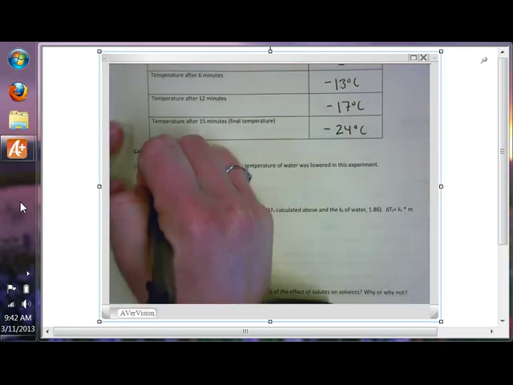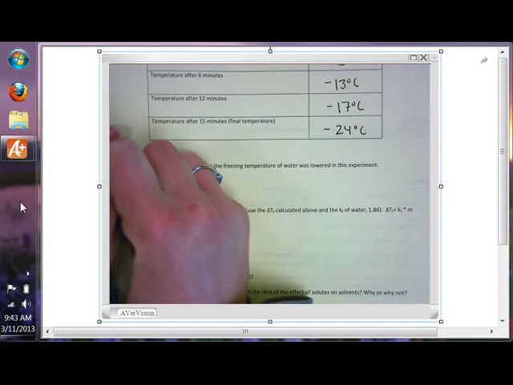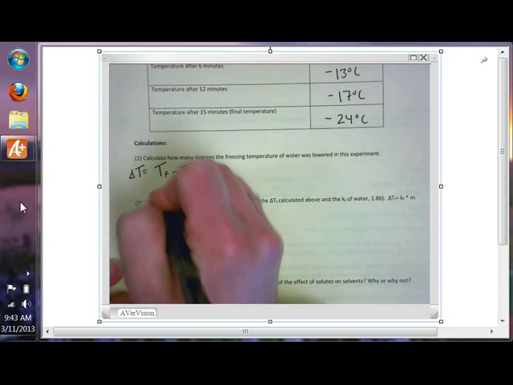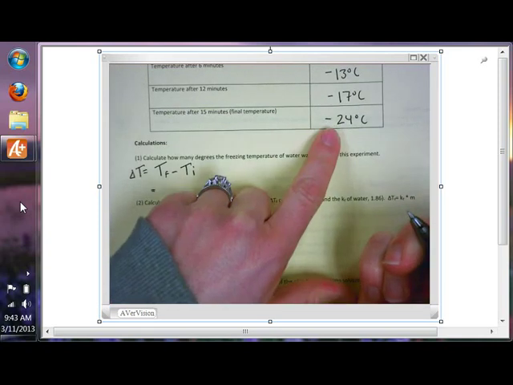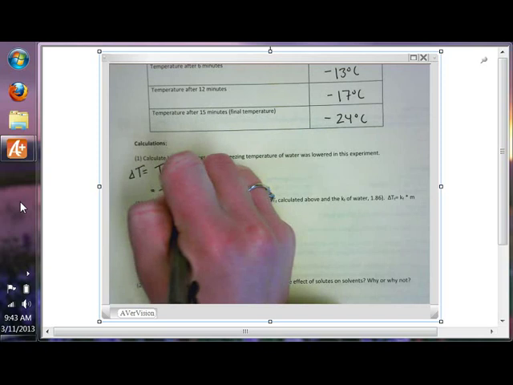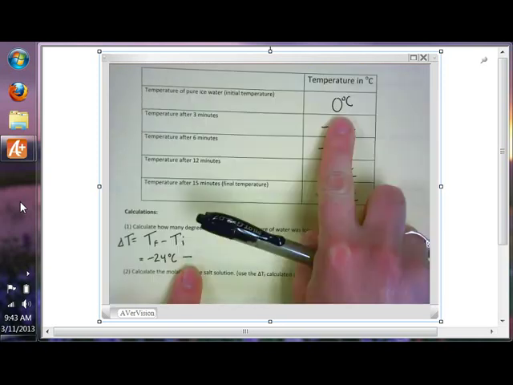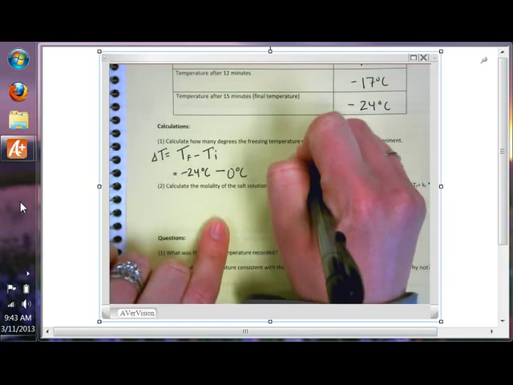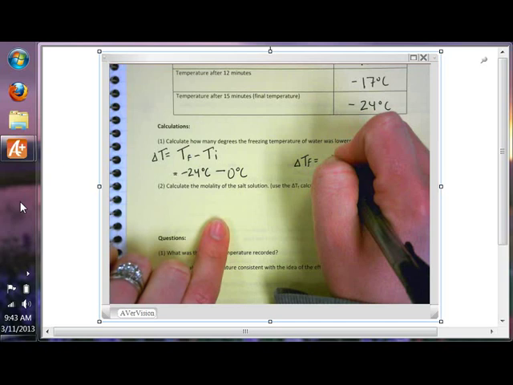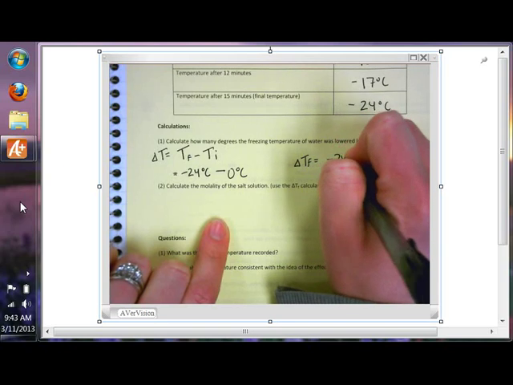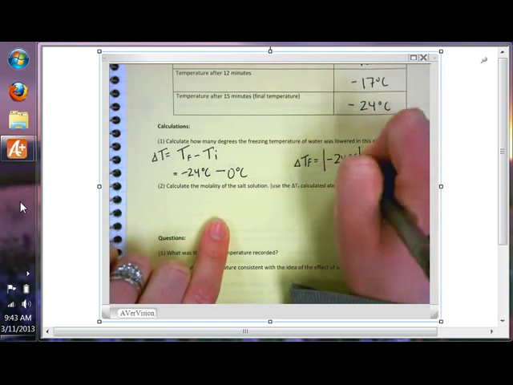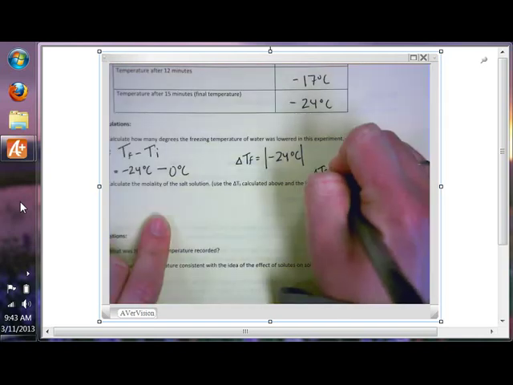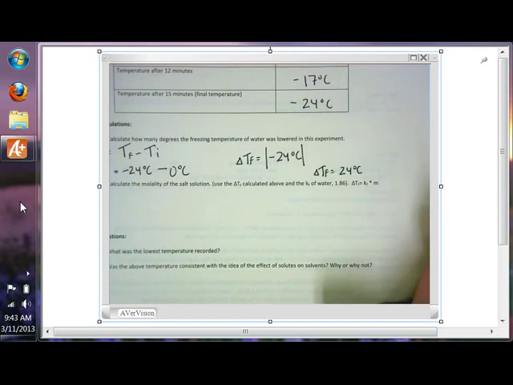Well, I want to calculate the change in temperature, which is temperature final minus temperature initial. And the final temperature was negative 24 degrees Celsius. And the initial temperature for me was 0 degrees Celsius. So the change in temperature is negative 24 degrees Celsius, and technically we're going to take the absolute value of that. So the change in the temperature is going to be 24 degrees Celsius.